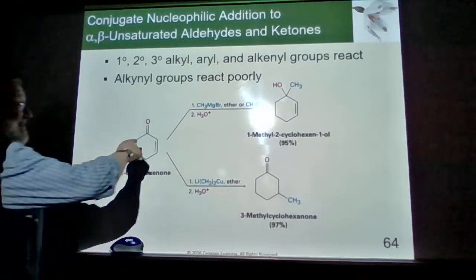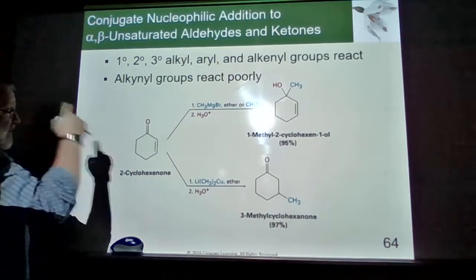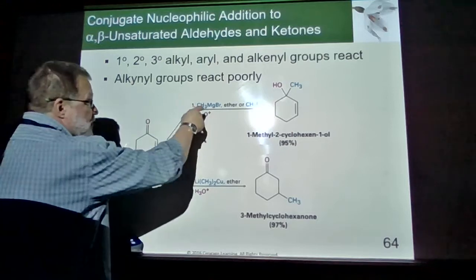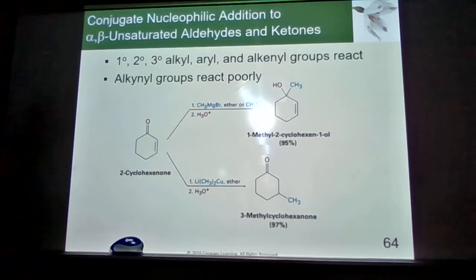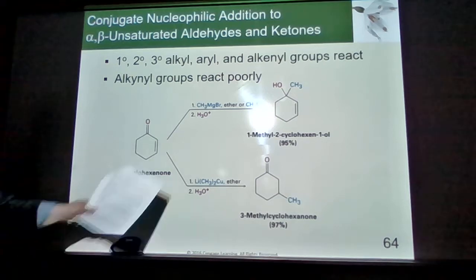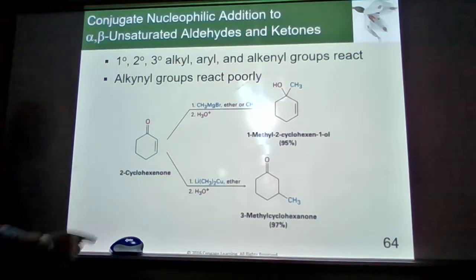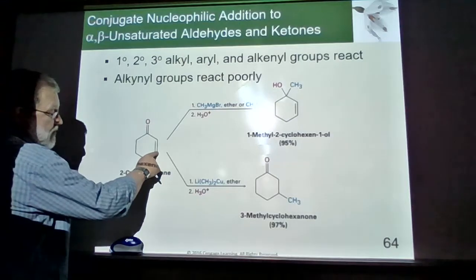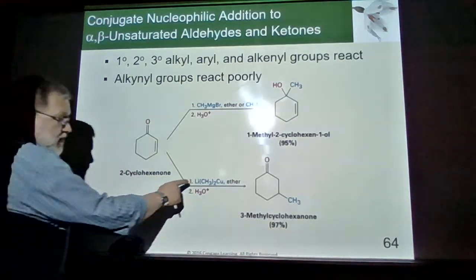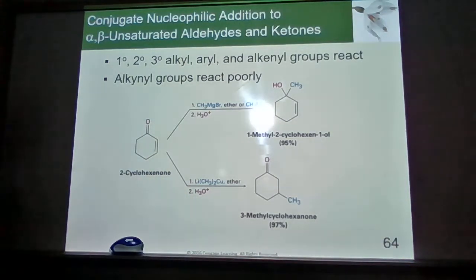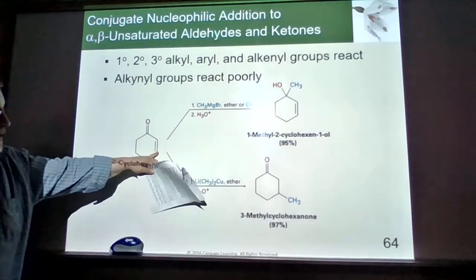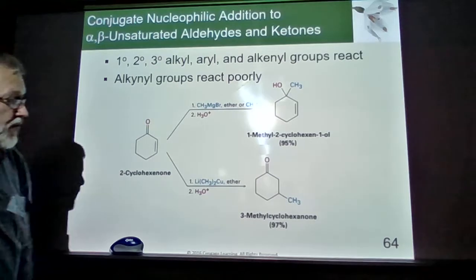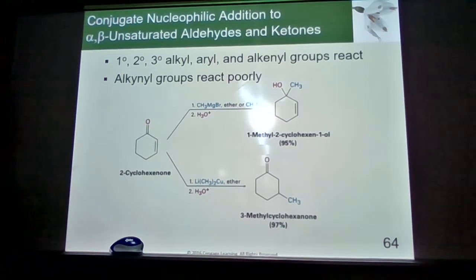So if we react this alpha beta unsaturated C double bond O with a Grignard reagent, you get 1,2 addition only. The reaction works nicely, 95%, but if you want to add a carbon-containing group to this position, you have to use the organocuprates. This reaction adds the methyl group in and gives you a nice yielded product, 97%.